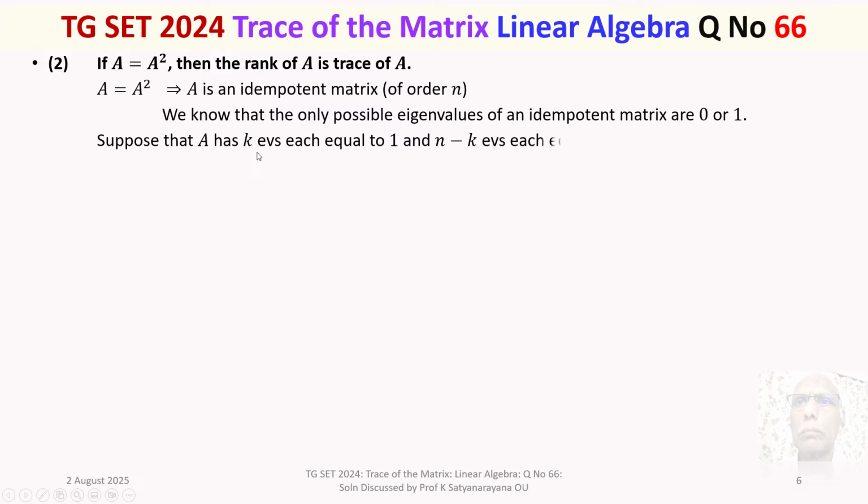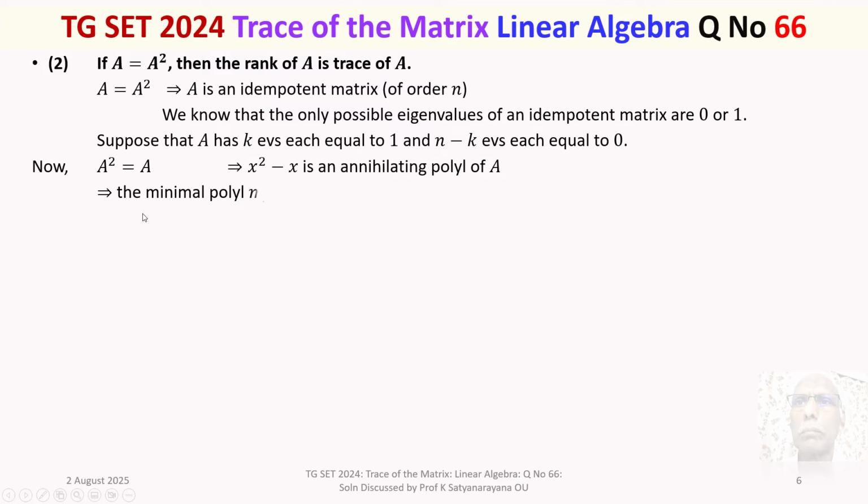Suppose that A has k eigenvalues each equal to 1 and the remaining n minus k eigenvalues each equal to 0. Now A square is equal to A implies x square minus x. That means A square minus A is equal to 0. That means x square minus x is an annihilating polynomial of A. Then if you consider its minimal polynomial, that minimal polynomial divides every annihilating polynomial, therefore it divides x square minus x. This implies the minimal polynomial m_A of x divides x into x minus 1.